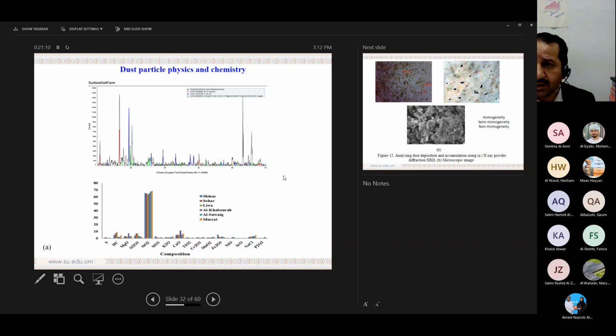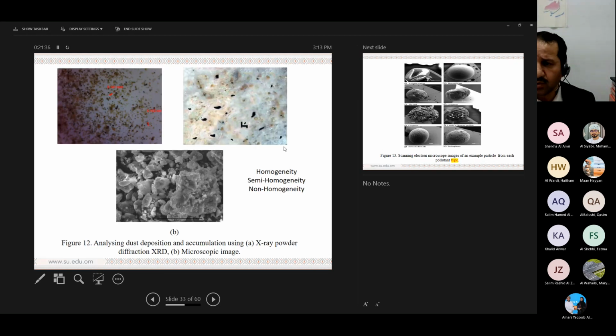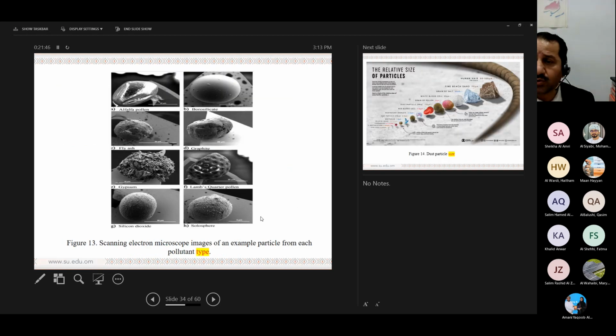Now, usually when people do research on dust, they look at the ingredients. They go for the particles, and they look at the physics and chemistry of the particles, I mean physical properties and chemical properties. They test the ingredients to see what elements are included and the percentage of participation of these elements in the total dust. They also look at the homogeneity, semi-homogeneity, or non-homogeneity of the distribution of dust on the module. And they look also at the type.